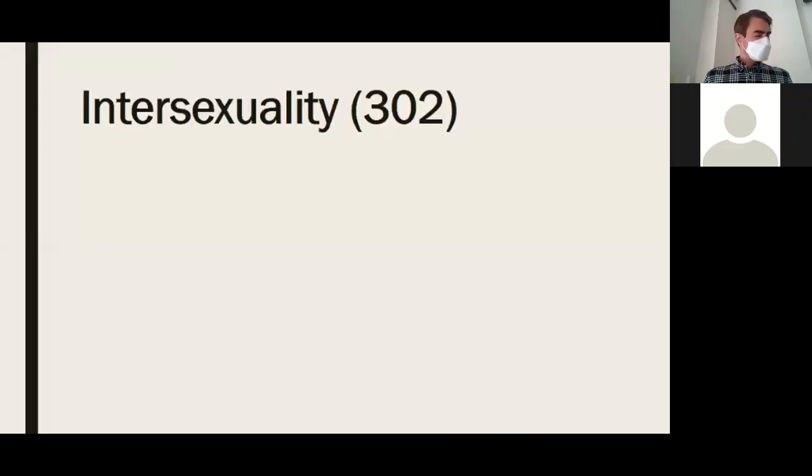They then discuss, on the same page, intersexuality, which is actually not a thing. I don't mean it that way. They should know better than this. What is intersexuality?